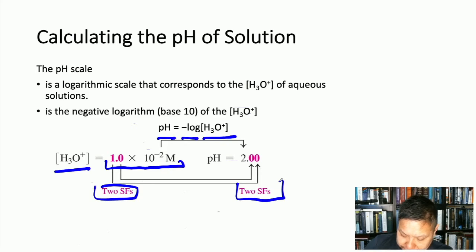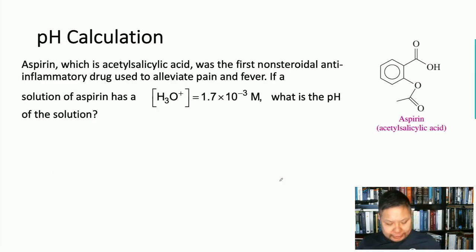So let's actually do a quick calculation of the pH of aspirin. The pH of aspirin. Aspirin's chemical name is actually acetylsalicylic acid.